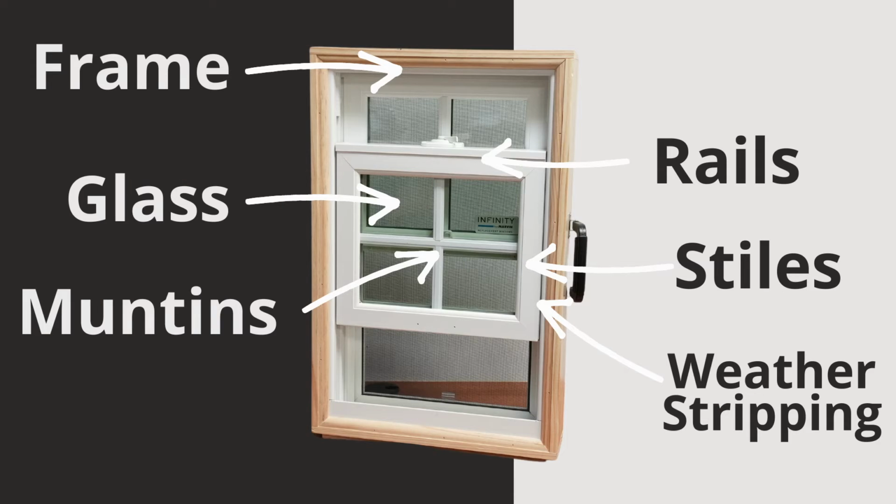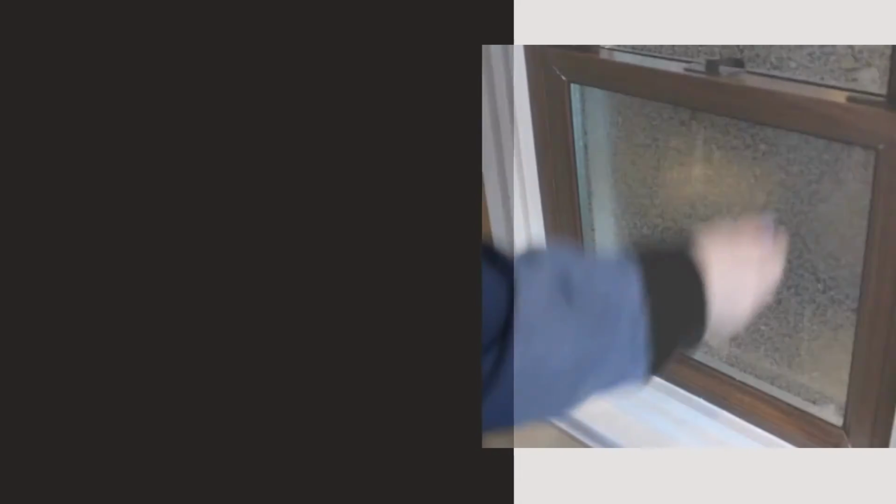Lastly, the weather stripping. This is a key component for energy efficiency, creating a seal that prevents drafts from entering through the moving parts of the sash. Understanding these parts can help you troubleshoot issues and communicate more effectively with professionals when you need repairs or replacements.